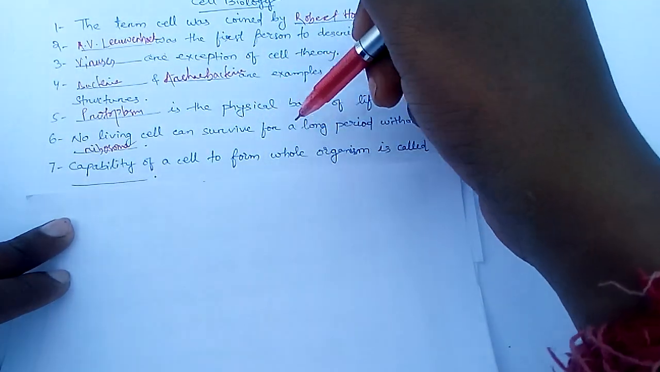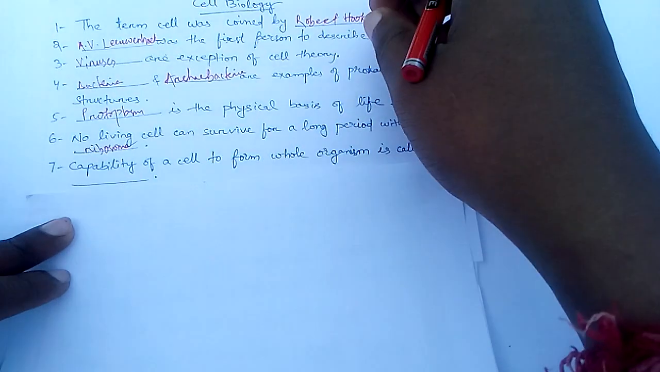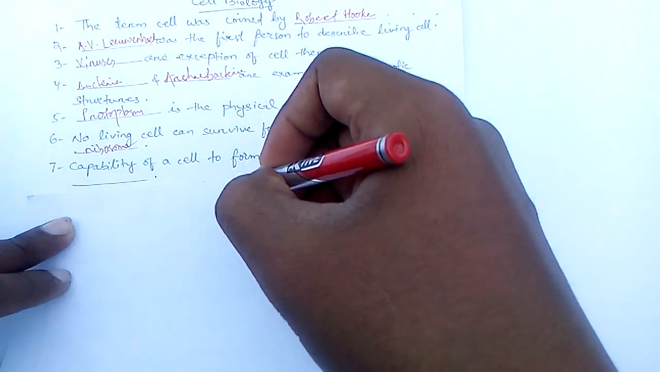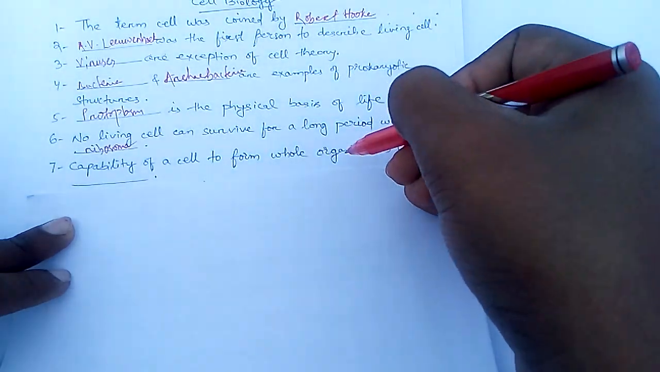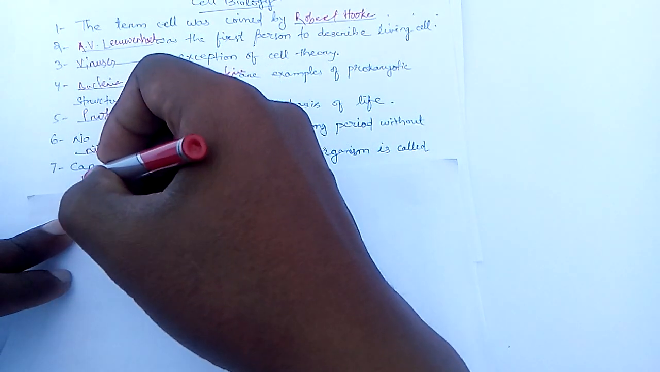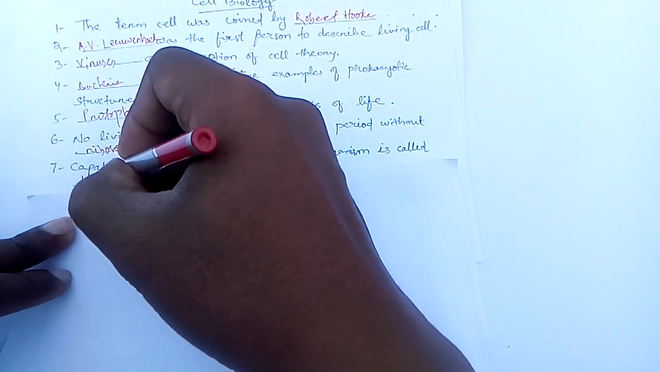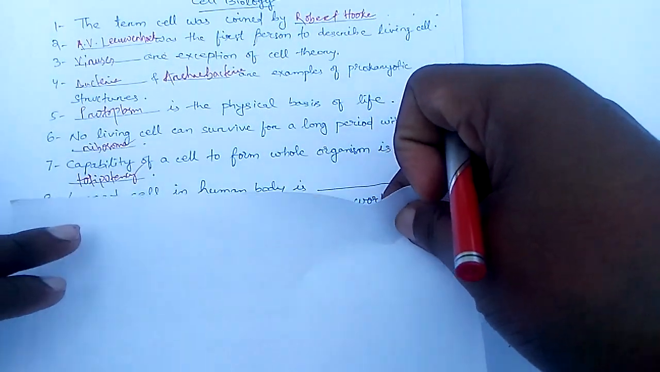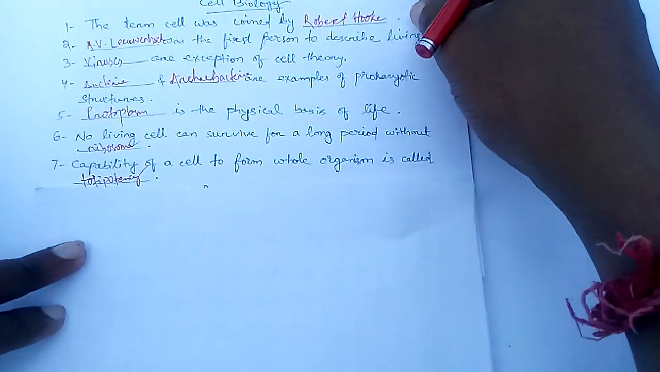The capability of a cell to form a whole organism is called dash. This is an important question. If from a single cell a total whole organism is formed, then that process is known as what? That process is known as totipotency. This is also an interesting one. Next, move to our next question.